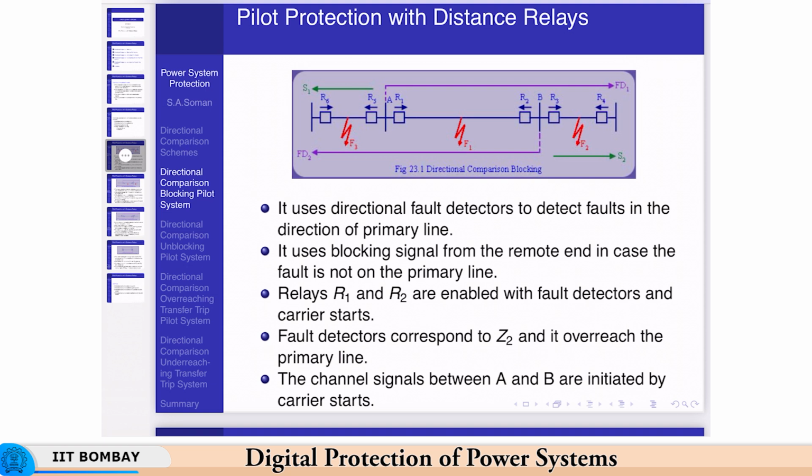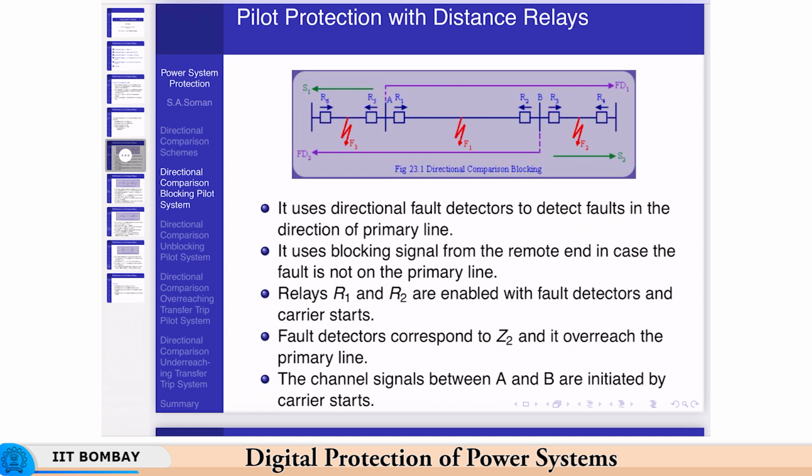Then you have the carrier start signals, which are S1 and S2 as can be seen on the slide, and these are sensitive directional overcurrent elements, which will pick up for faults beyond the fault detector. For example, here if you see for bus B, the S2 will reach beyond the FD1, and similarly S1 will reach beyond FD2. So it will reach almost to the remote end of the next line. Okay.